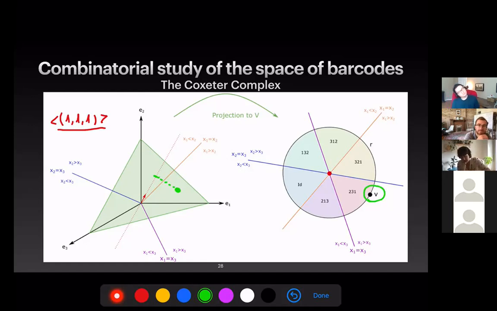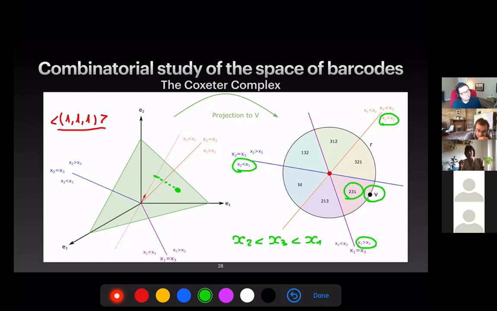So for example, for V here, we're on the right of this orange hyperplane, so we have x1 larger than x2. We're below the blue line, so we have x2 smaller than x3. And we're on the right of the purple hyperplane, so x1 larger than x3. Believe me that if you get all these equations right, you end up with x2 smaller than x3 smaller than x1. I hope I'm not wrong, which gives you the permutation 2, 3, 1.